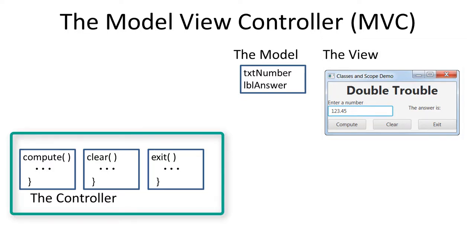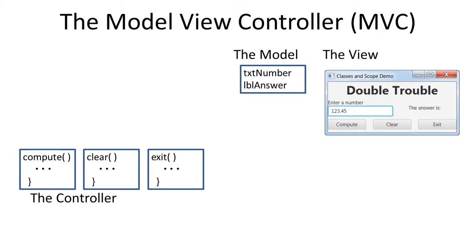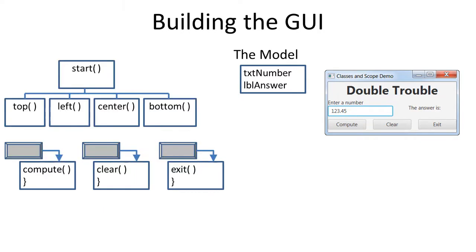The controller contains the code in the event handlers. The compute event handler reads the data from the text field, computes, and displays the result in a label. The clear event handler clears the text field and label. The exit event handler ends the program. There are times on some projects where 2 of these things may be combined into one, so don't worry about forcing everything into the MVC pattern.